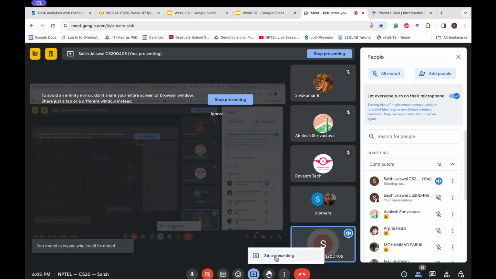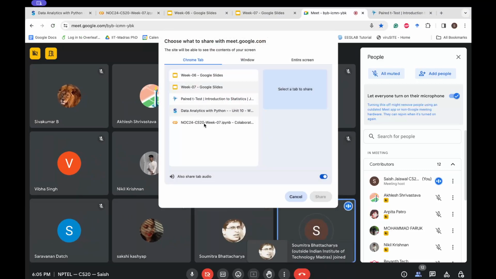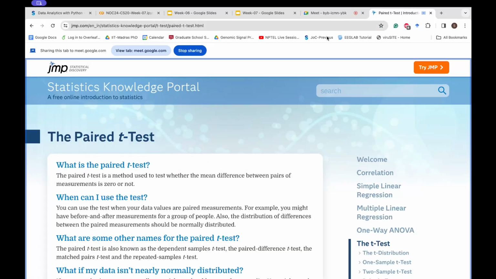Okay, let me just stop the share and I'll share that particular tab. Okay, on that note, is there any query on whatever topics we have seen so far? Okay, there is one more thing I wanted to share. It is relating to what Nikhil asked in the previous session.